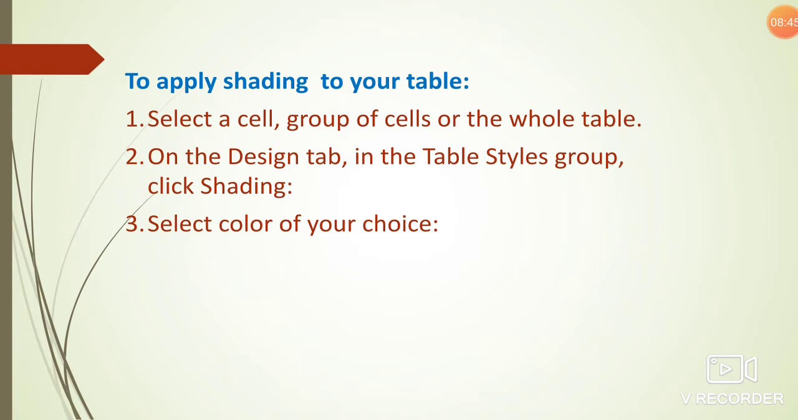Again I am telling you, select the cell or group of cells or the whole table. Then on the design tab, in the table style group, click the shading option, and when you click the shading option, so many colors will appear in front of you. Select the color of your choice, then that color will be applied on your selected cell or group of cells or the whole table.